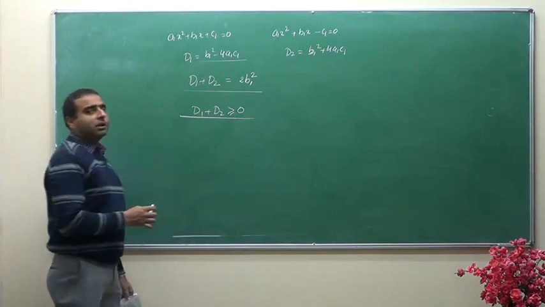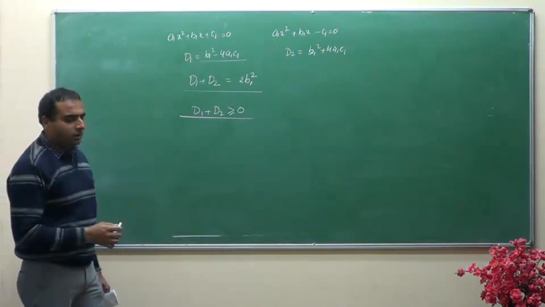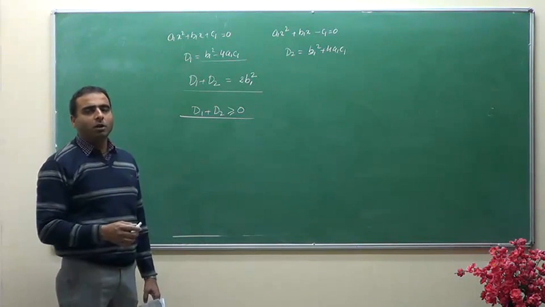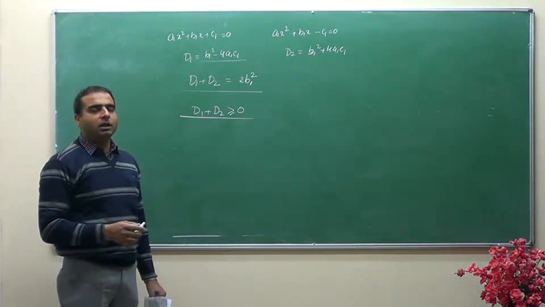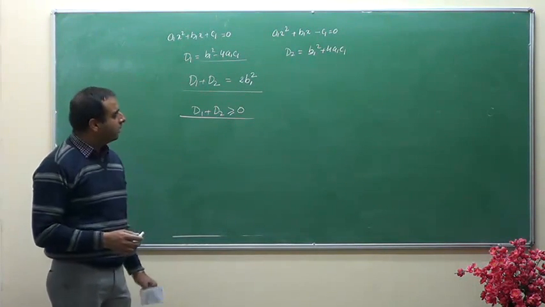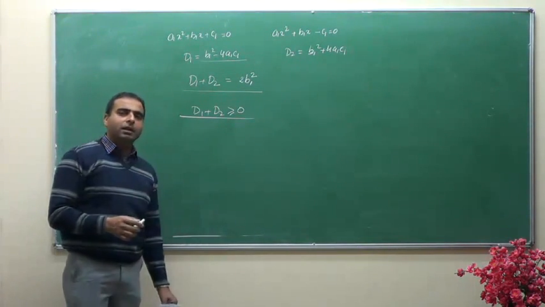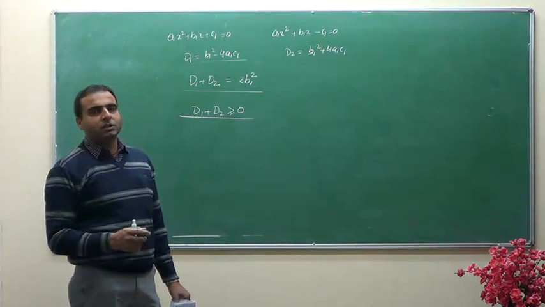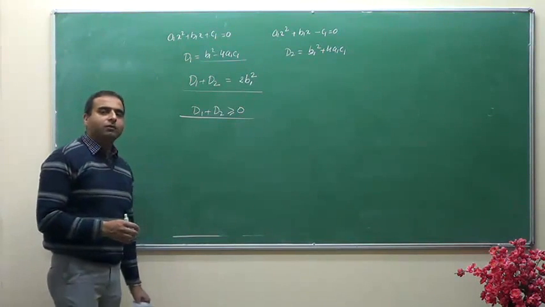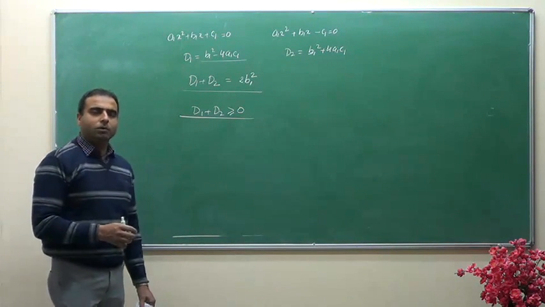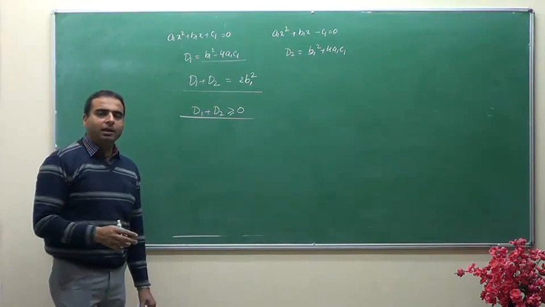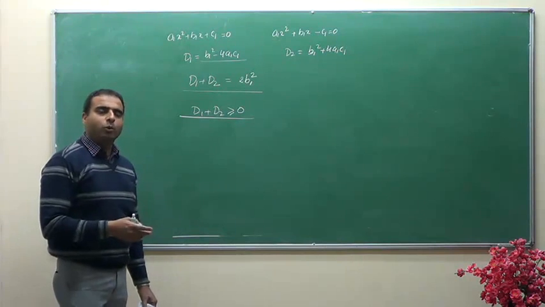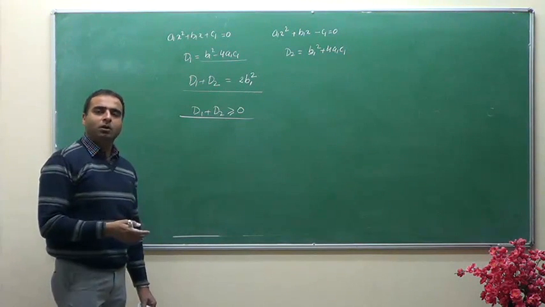So, what is the conclusion from this expression? The conclusion is, if the sum d1 plus d2 is greater than or equal to 0, it is possible when at least one of d1 and d2 is greater than or equal to 0. If d1 is greater than or equal to 0, it means the first equation has real roots. And if both are greater than 0, it means the equations have 4 real roots.